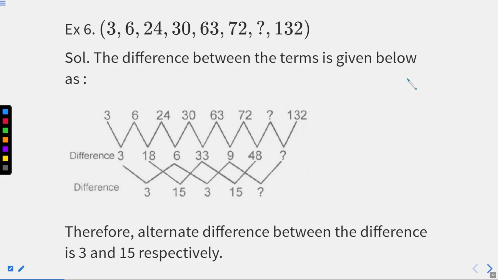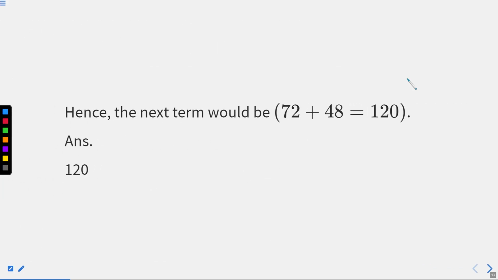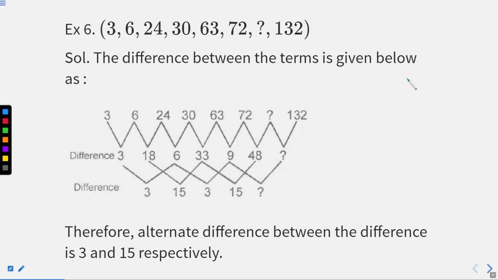And the next alternate series, that is 18, 33 and 48, is following a difference of 15. So the next term that we are supposed to find follows the sequence of 3. So 9 plus 3 comes out to be 12, right? Comes out to be 12, which is this. And if we check, the difference of 132 with the missing value is 12, so our missing value is going to be 120. Here you can see it, right?